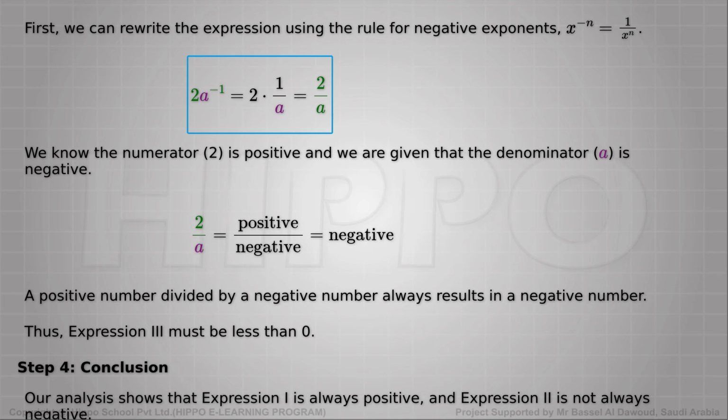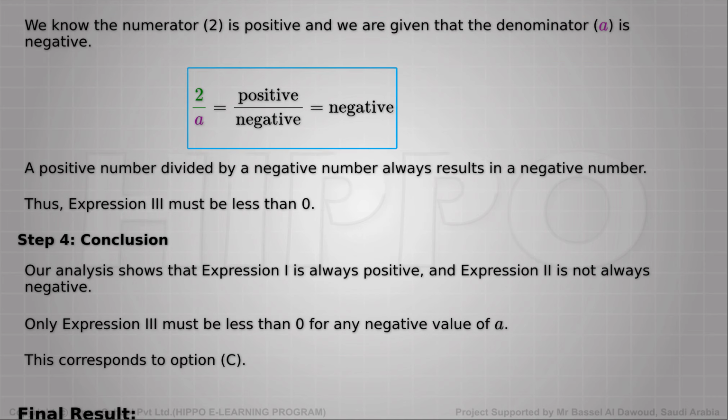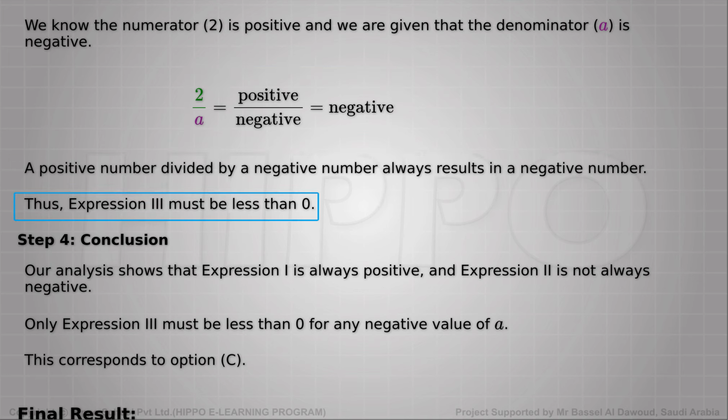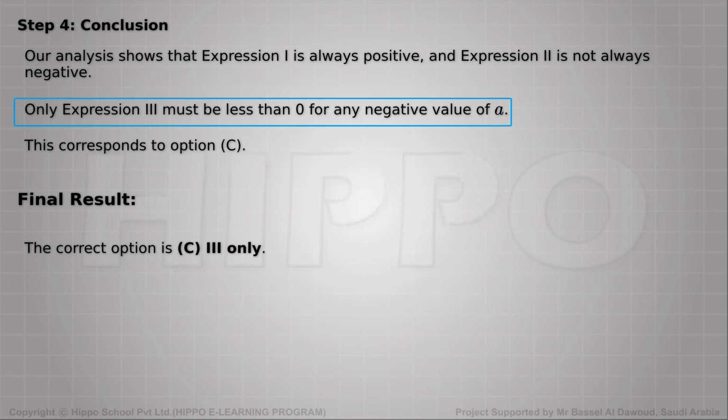Now let's analyze this simplified fraction, 2 over a. We have a positive numerator, 2, and the problem tells us the denominator a is negative. A positive number divided by a negative number will always result in a negative number, no matter what specific negative value a has. This means expression 3 must always be negative. So to wrap it all up, expression 1 is always positive. Expression 2 can be positive. Only expression 3 is guaranteed to be negative for every possible negative value of a.